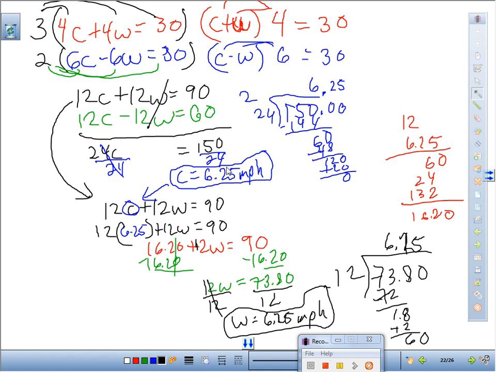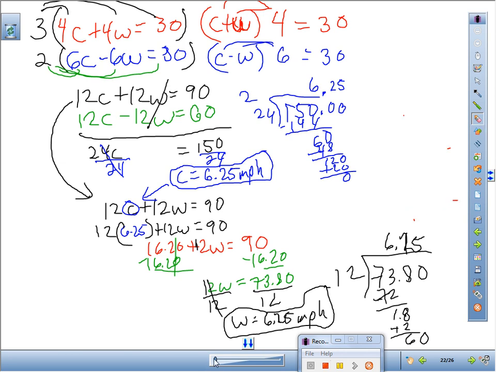Elimination, 24. This became 150. Divide by 24. That gives us 6.25. 6.25, which is C. We substitute into that. That becomes 76.2, 12W, I bring that down. That is, let's see, 6. Oh, I think I made a mistake here on the multiplication. Sorry, I made a mistake right here. Let me change this. Sorry.